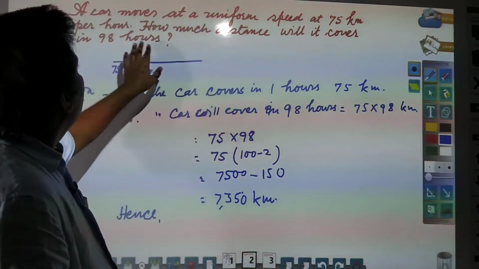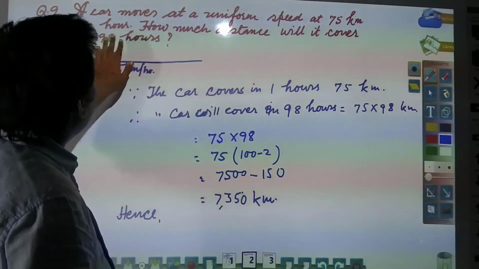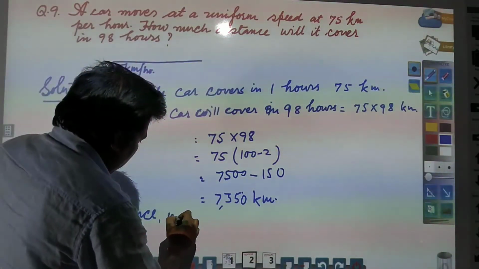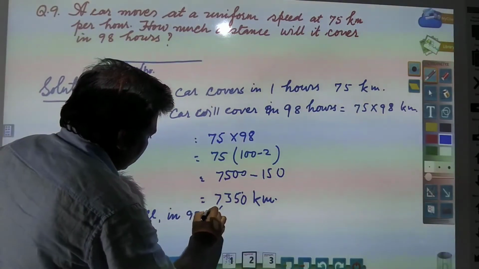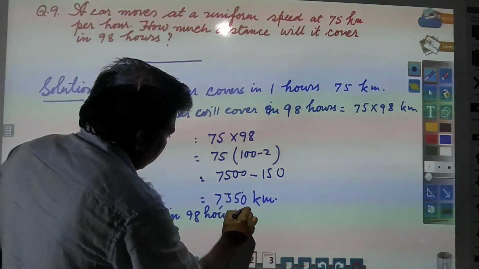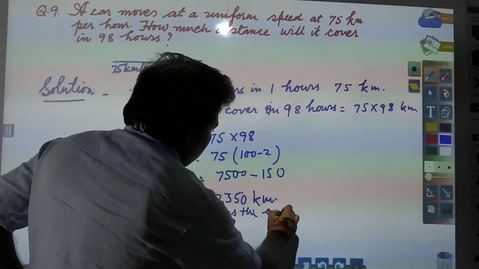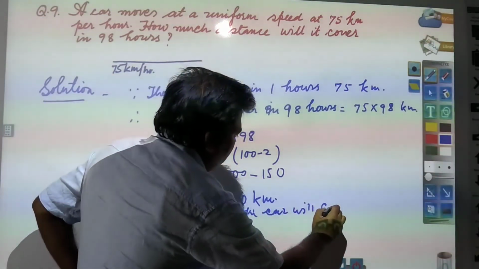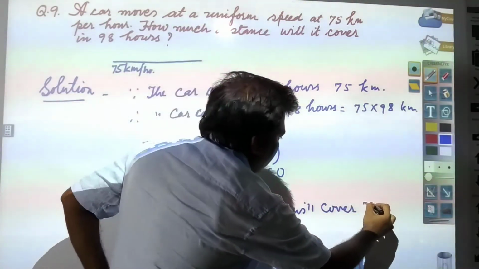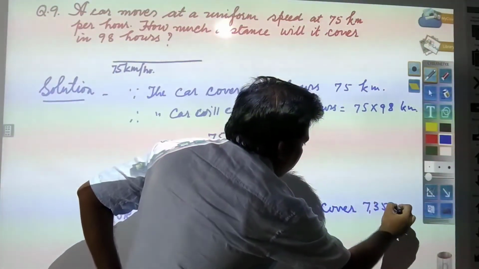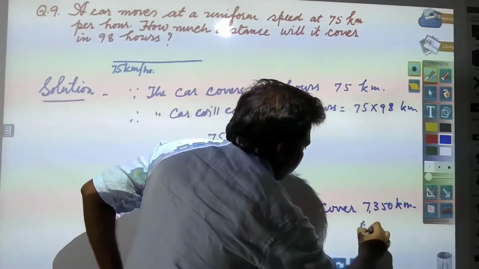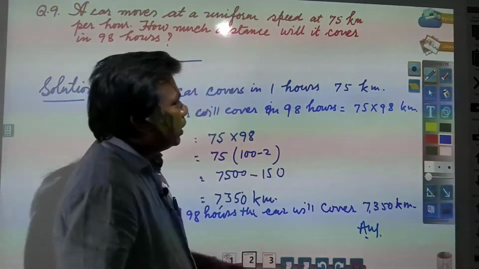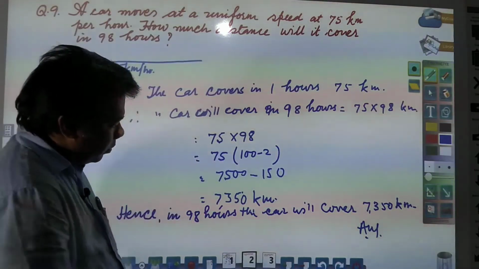Hence, how much distance will it cover in 98 hours? In 98 hours, the car will cover 7350 kilometers, and this will be your answer. So in this way this is required to be done.